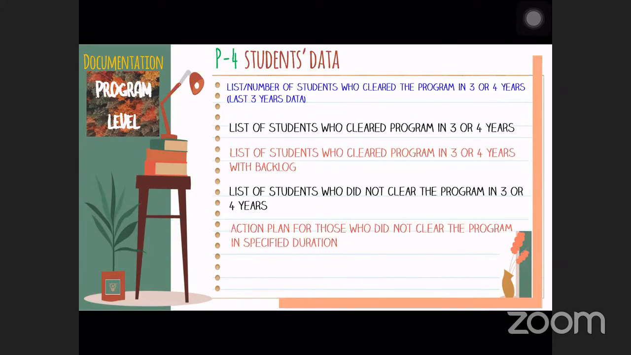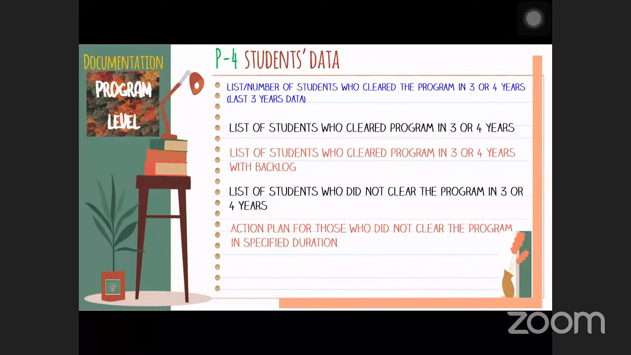So you have to have a list of students who cleared the program in 3 years or 4 years without any backlog. Then you should also have the list of students who cleared the program in 3 or 4 years with backlog. And you should also have the list of students who did not clear the program in 3 or 4 years. So they had a year drop in between because of poor performance, maybe because of certain valid reasons. But there will be students who will not be able to complete the program in the stipulated time period. So you should have the list of all such students.